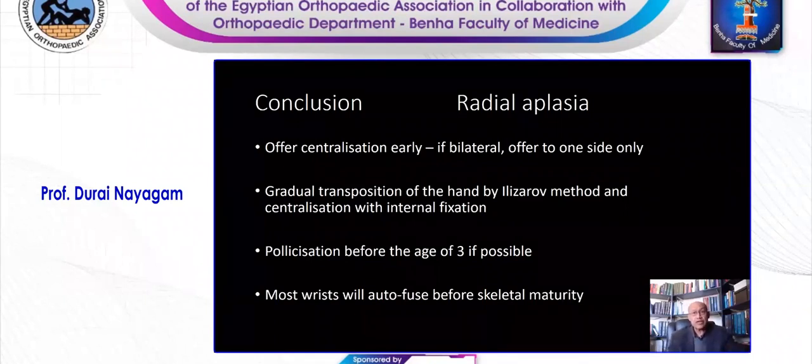Gradual transposition is by the Elizarov method, and this is to facilitate a stable wrist so that pollicization can be carried out. There's no need for formal fusion as the child gets older, because most of these wrists, as long as you maintain the internal fixation, will autofuse before skeletal maturity.